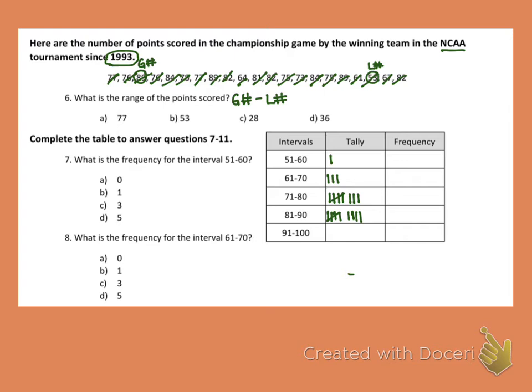Then frequency is us adding up our tally marks. There's 1 in this interval. There are 3 tally marks in this interval, 8 tally marks in this interval, 9 tally marks in this interval, and 0 tally marks in this interval. So what is the frequency in interval 51 through 60? You're going to look at your frequency over here and see that there is 1. So you can complete number 8. What is the frequency in interval 61 through 70? You should have gotten 3.